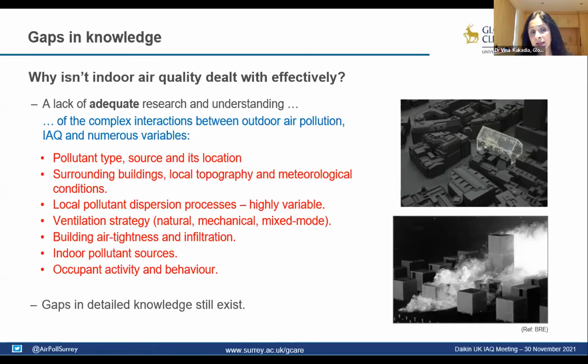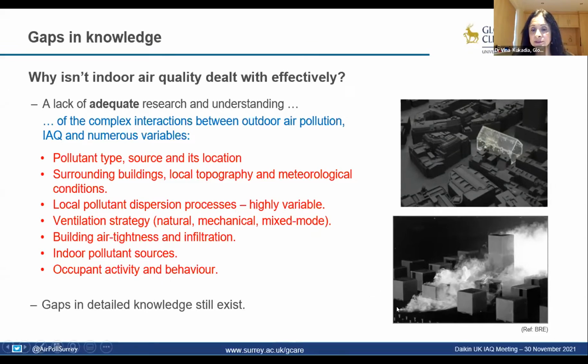But things like the actual pollutant source, the type, where it's located, what the surrounding buildings are, local topography, dispersion processes, for example, in an urban area, they're going to be extremely complex. So if we just look at the figure at the bottom there, this is a generic urban area where we've carried out wind tunnel studies. You see that there's a point source there.